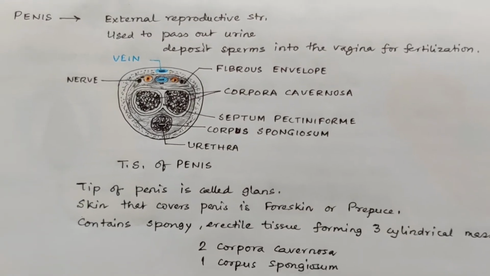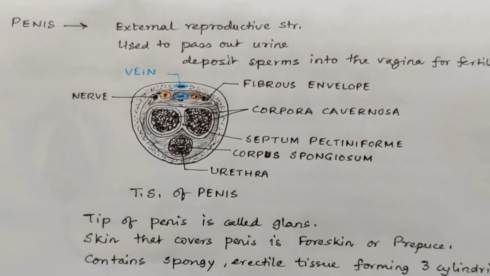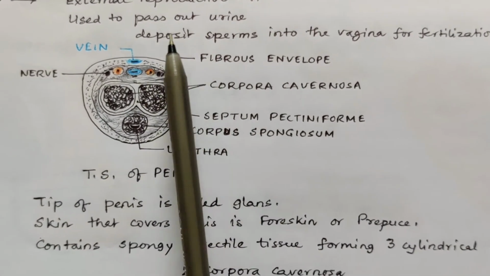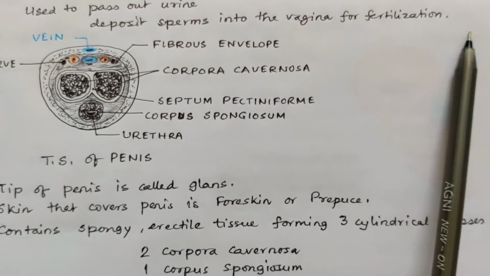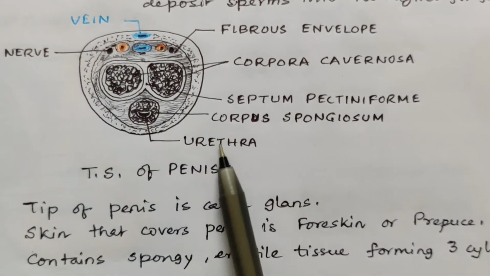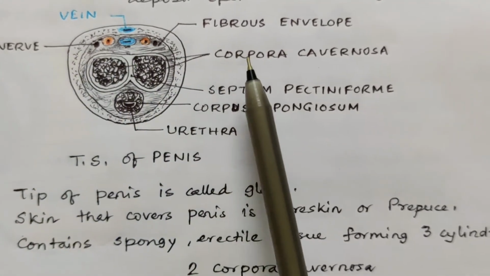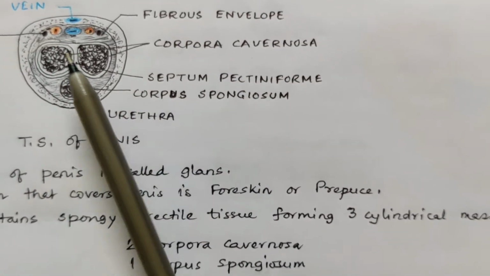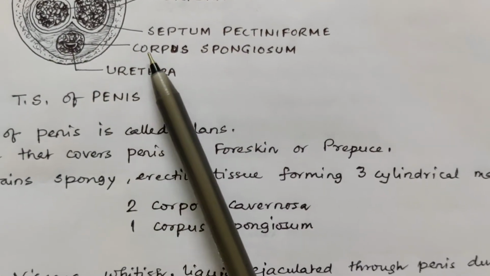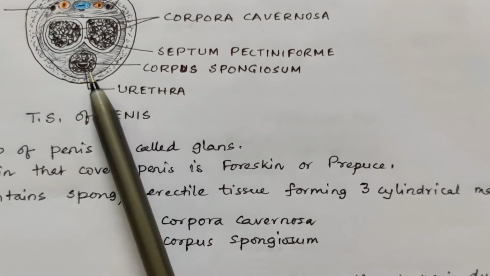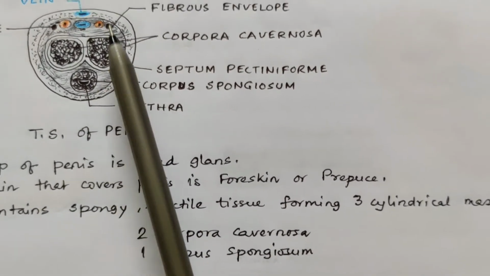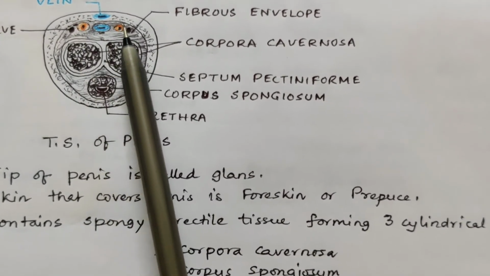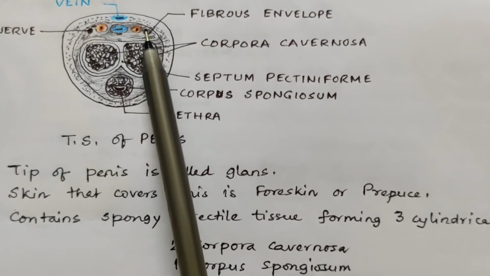Then we come to the accessory organ called the penis. The penis is the external reproductive structure. It is used to pass out urine as well as deposit sperms into the vagina for fertilization. This is the transverse section of the penis, which contains three erectile tissues. There are two corpora cavernosa and one corpus spongiosum. Here you can see the urethra within the corpus spongiosum, and here the blue ones are the veins, the orange ones are the arteries, and these are the nerves.